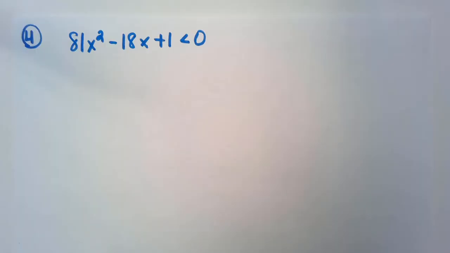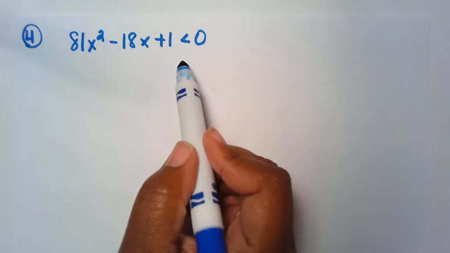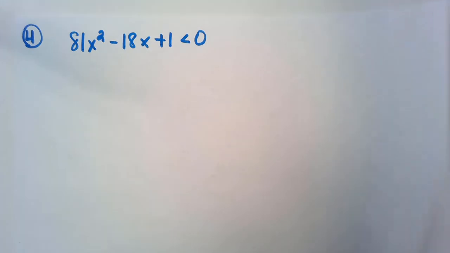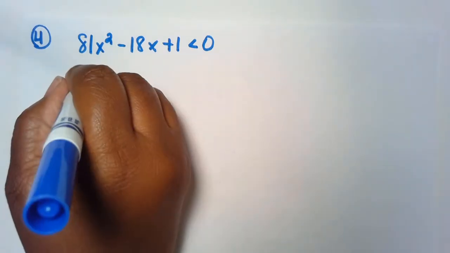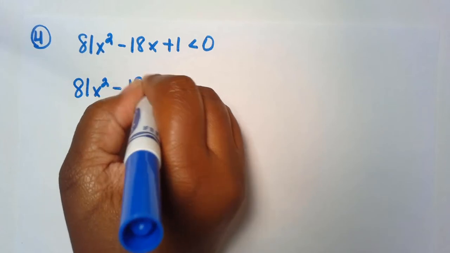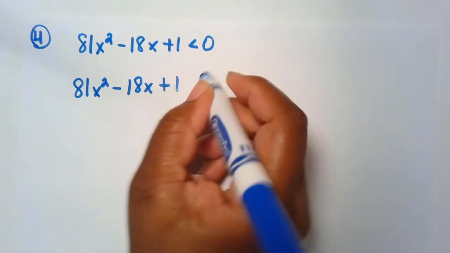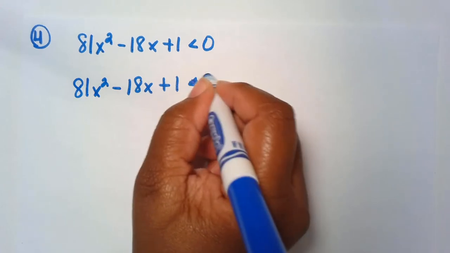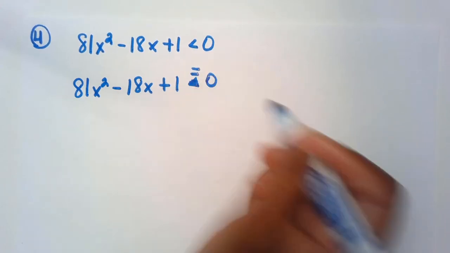All right, so let's look at the next example. We have 81x squared minus 18x plus 1 is less than 0. So we have a trinomial. This happens to be a perfect square trinomial, because the first and last terms are perfect squares. The sign of the last term is positive. That's what we want. Should be equal to 0.